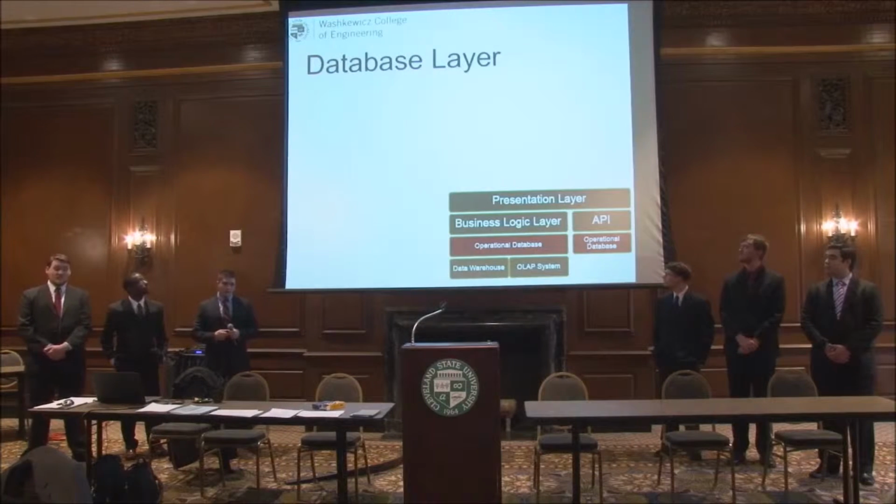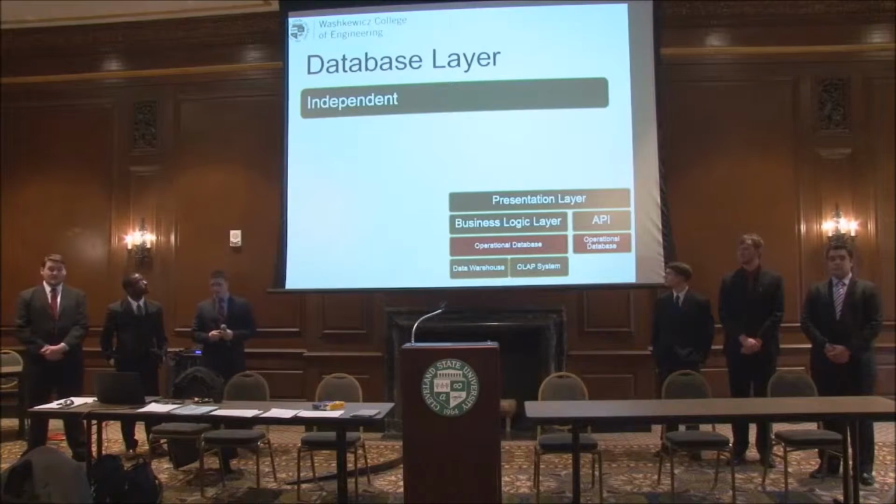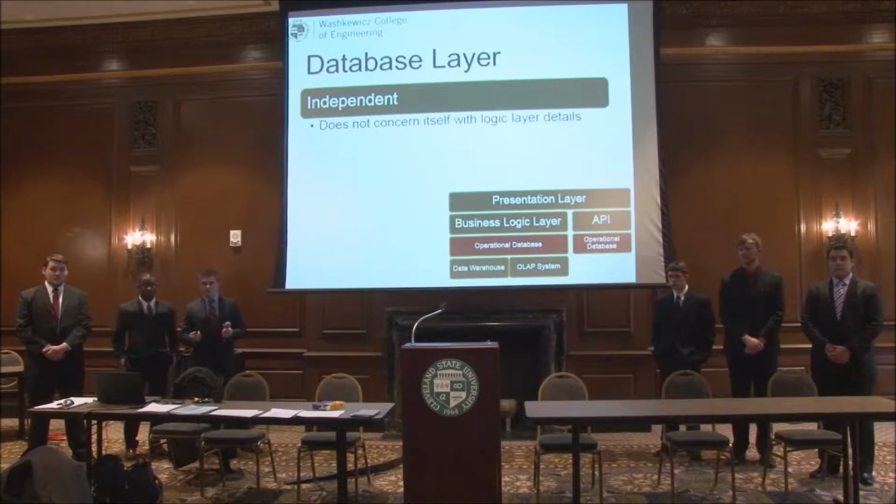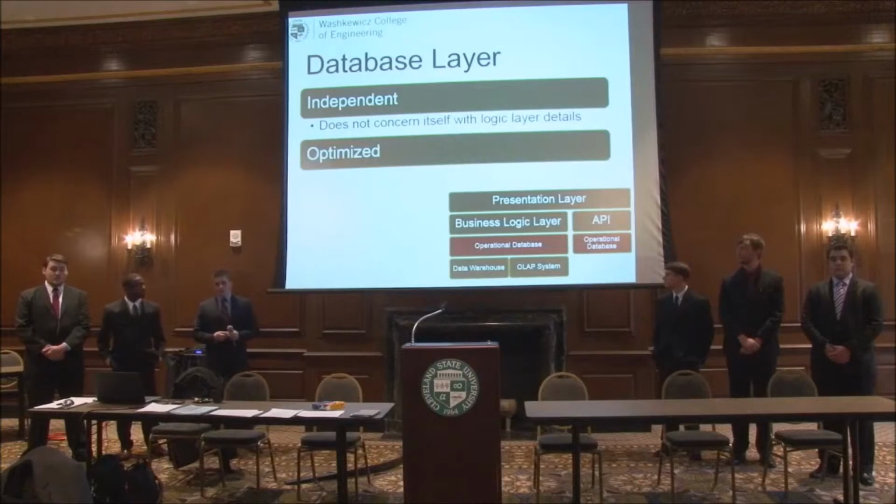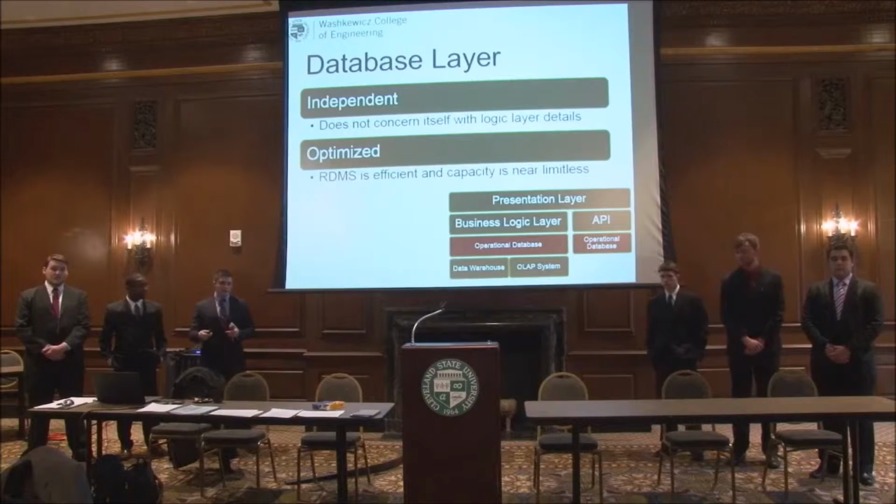Third layer is our database layer, a pretty important layer. It's also independent. It doesn't need to know how it's being accessed. All it needs to do is maximize the efficiency in which it stores its data. So it's optimized for capacity, it's optimized for speed, and because we're using a distributed database, the capacity of that database is going to be near limitless.